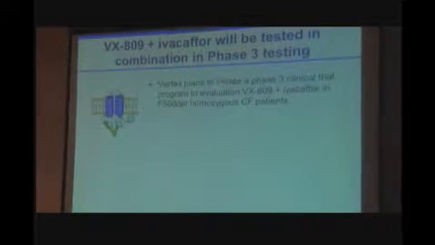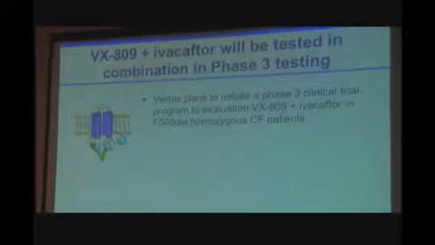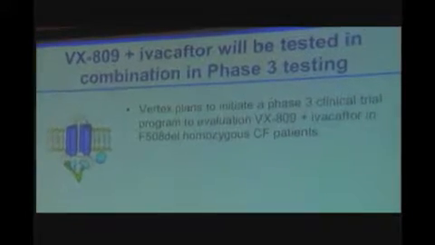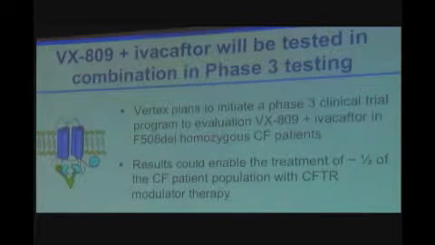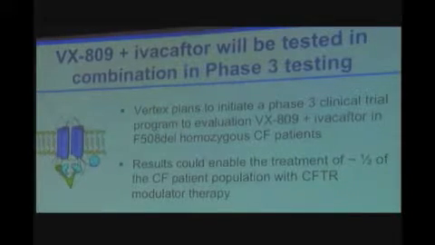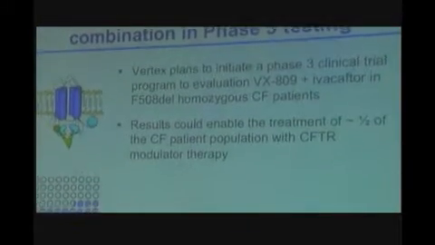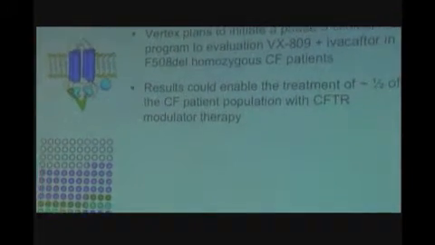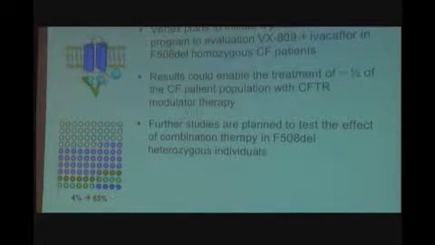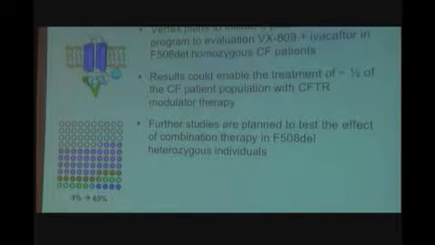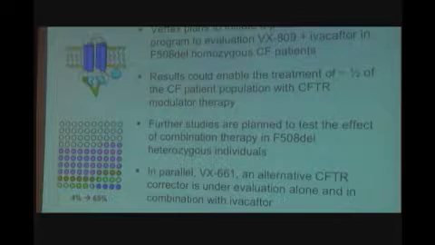So again, based on that, Vertex will do a phase 3 trial that looks at the combination of 809 and 770, or ivacaftor, in patients who have 2 copies of the F508 mutation. And the results could, again, make another big jump in the number of patients that have an effective CFTR drug. And further studies are planned to test the effect of these type of combinations in patients with only 1 copy of the F508 mutation. But further results are being forthcoming, and those are simply in the planning phases.